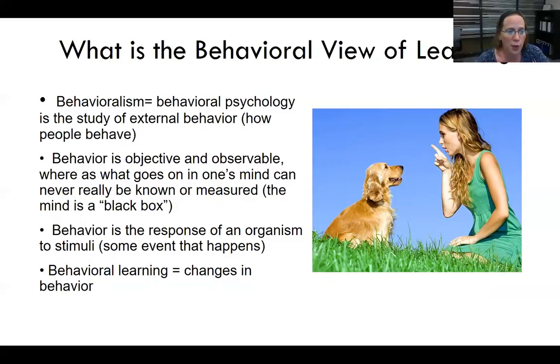So why do we do it? Well, for one thing, it's easy to do. Behavior is objective and it's observable, so we can see what happens. Whereas what happens in someone's mind is really difficult, and it's so hard to measure. So the mind is kind of like a black box. It's really difficult to find and really difficult to dig into. There's so much that goes into the human mind. It's much, much easier to just look at someone's behavior, and then I can make some assumptions about how they think based on their behavior.